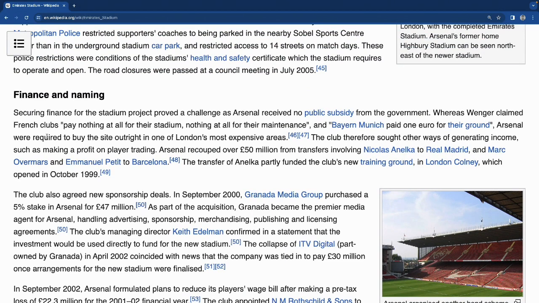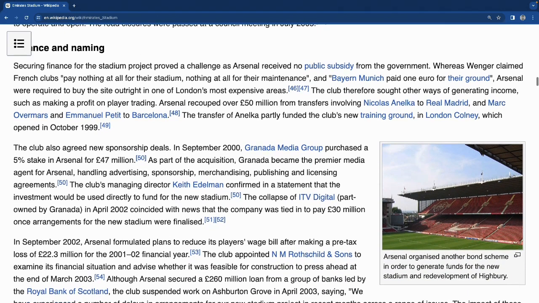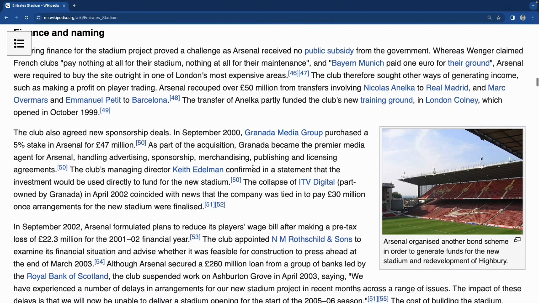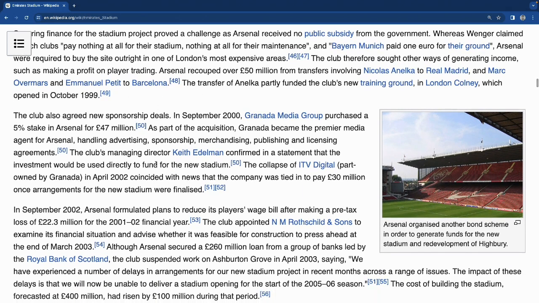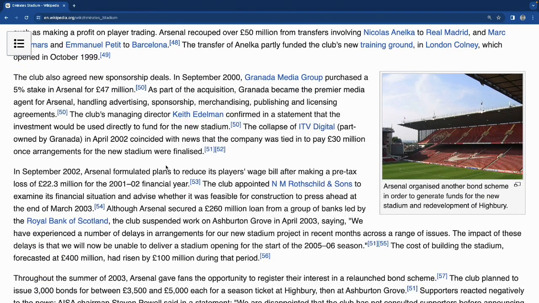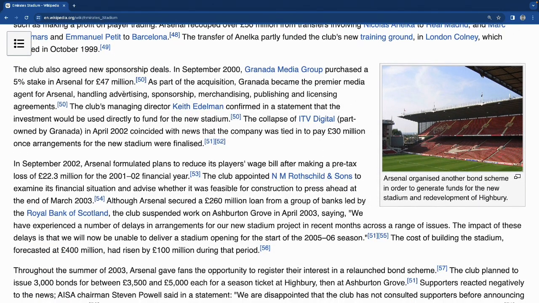Club therefore sought other ways of generating income, such as making a profit on player trading, 50 million from transfers. Okay. Then the transfer and club partly funded the new training ground, which is what we have, new training ground. Club also agreed new sponsorship deal. Okay, this is very important. Group purchased 5% stake, okay, of Arsenal for 47 million, and as part of acquisition became premier media agent.